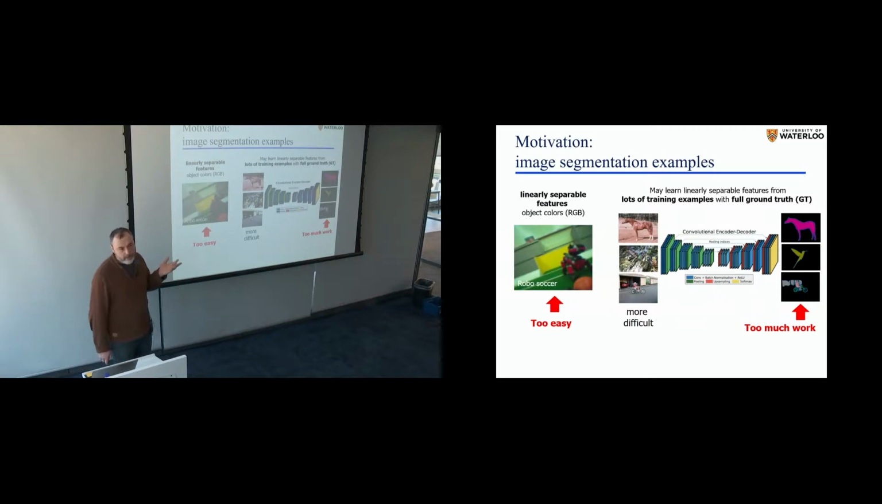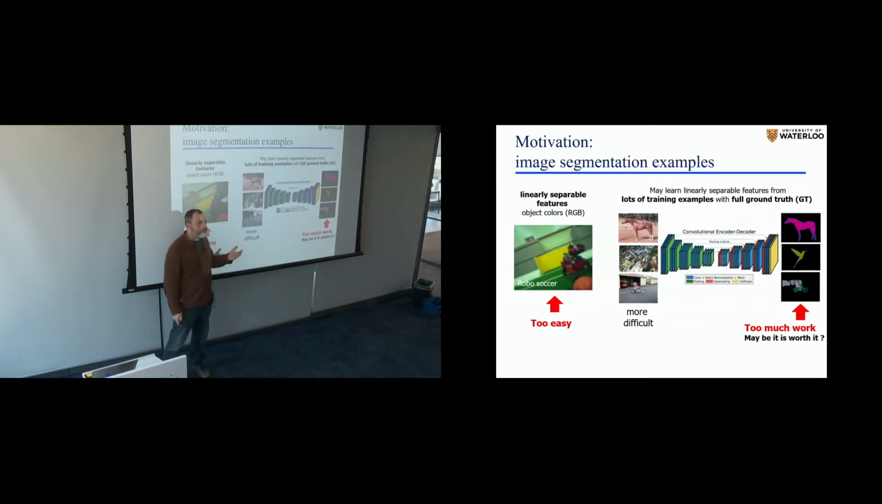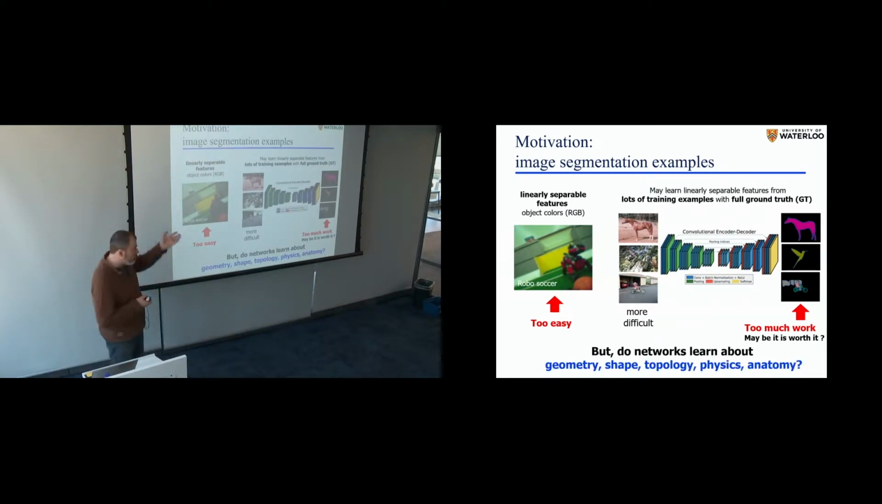And this is too much work. You may say, well, maybe it's worth doing it once, and then you solve computer vision, learn all the features that there is. But there is a question here. Is it worth it from that point of view? Do you really learn everything there is? For example, do networks learn about geometry, shape, or any of the other high-level properties that we're interested in? There are doubts about this.